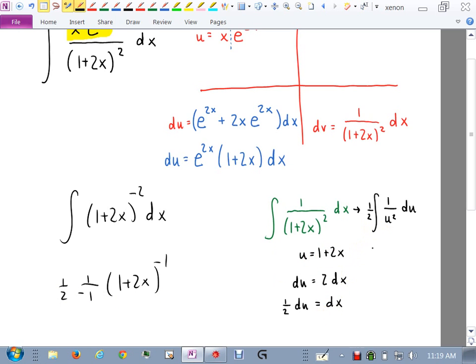So this right here is the integral of u to the negative 2 du. And that antiderivative, I have 1/2, it's 1 over negative 1, u to the negative 1, right?